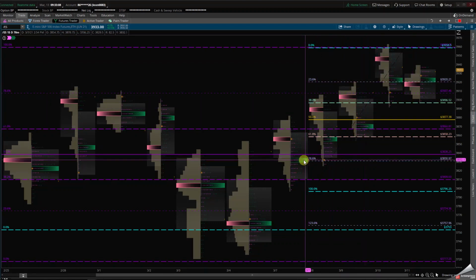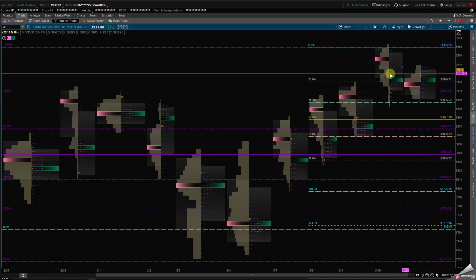As you noticed in the last couple of days, the time spent was lower, but the POC migrated higher. So when it migrates higher, that means the momentum is moving higher. Did we have an inside day on Friday? Yes. Inside the prior day range? Yes.